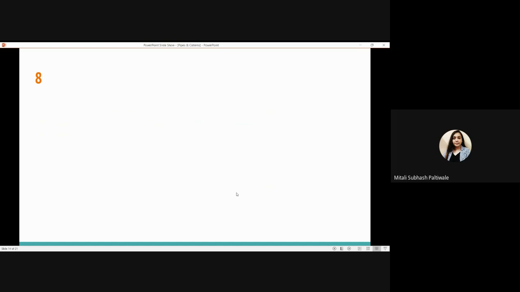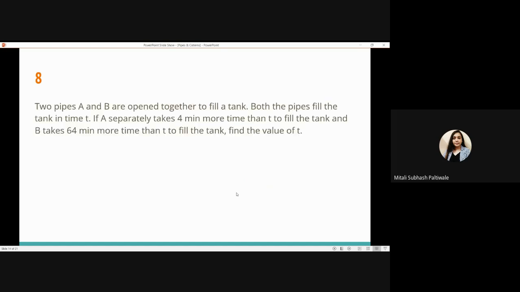Now here comes another question which says two pipes A and B are opened together to fill a tank. Both pipes fill the tank in time t. If A separately takes 4 minutes more than t to fill the tank and B takes 64 minutes more than t to fill the tank, then find the value of t.